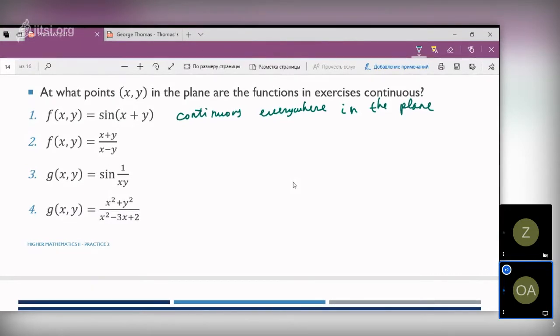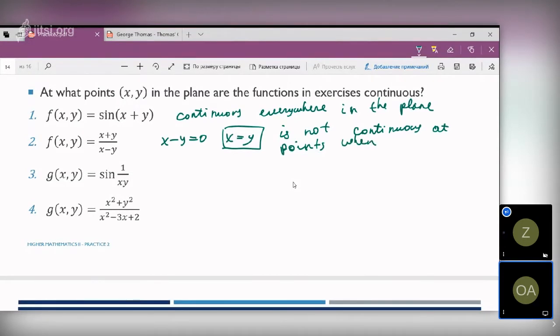The second function, f of xy equals to x plus y over x minus y. But in this case, we have to avoid zero in the denominator. When this expression becomes zero, x minus y equals to zero. So x equals to y. Except this point, the second function is not continuous. It's not continuous at points when x equals to y.